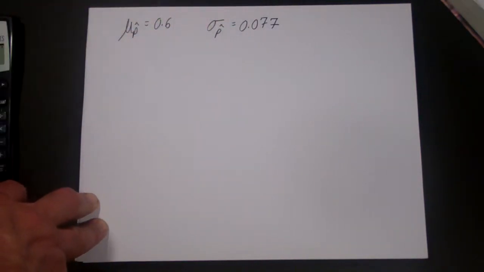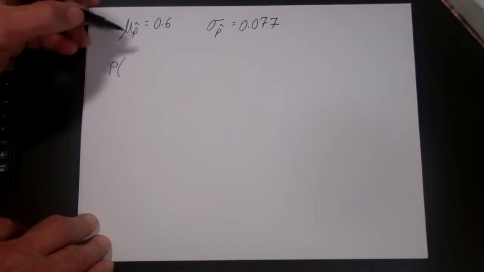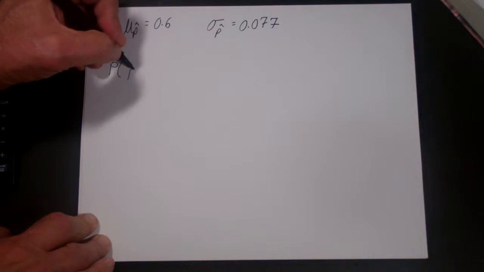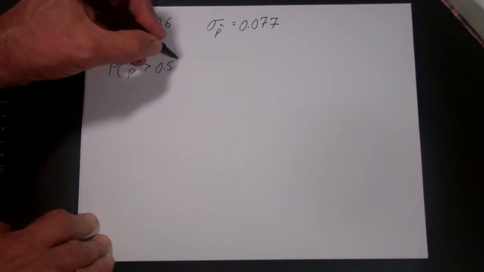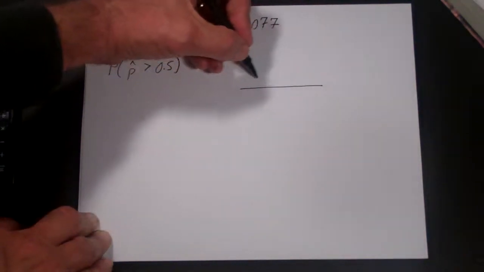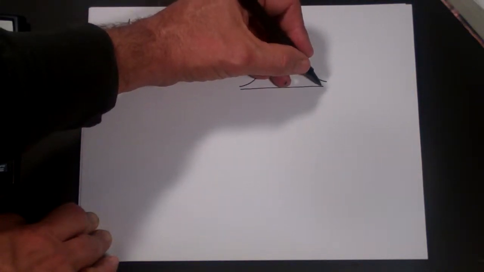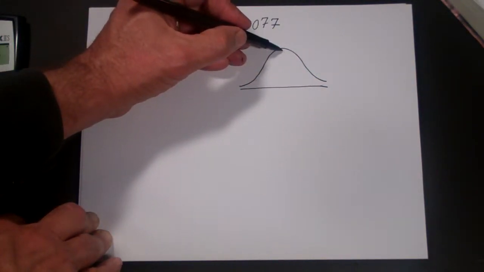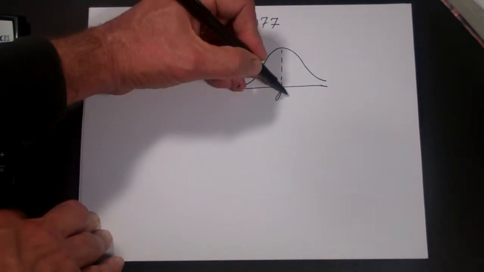0.077. So now what we're going to try to do is find the probability that p-hat is greater than 0.5. And since p-hat is normally distributed, we can sketch this out, and the mean, remember, what's the mean? The mean is 0.6.